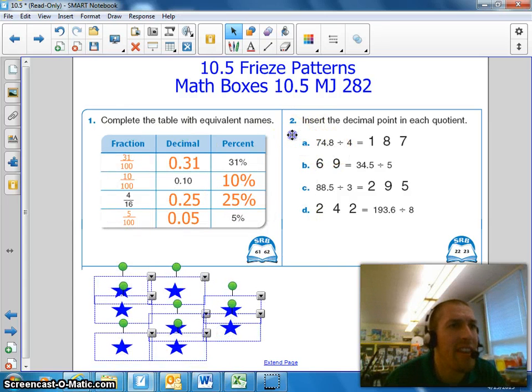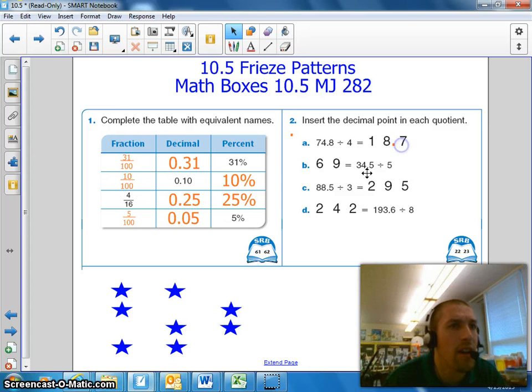Okay, one spot behind the decimal point, so it's going to be one spot there. One spot behind the decimal point, so it's going to be right there. One spot behind the decimal point, so it's going to be right there. One spot behind the decimal point, so it's going to be one from the back.